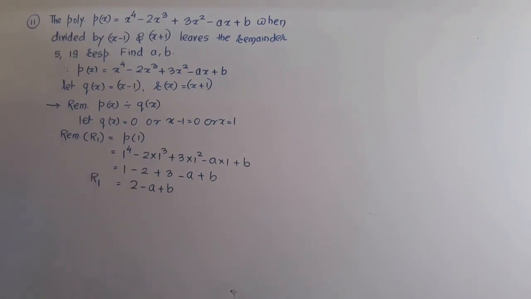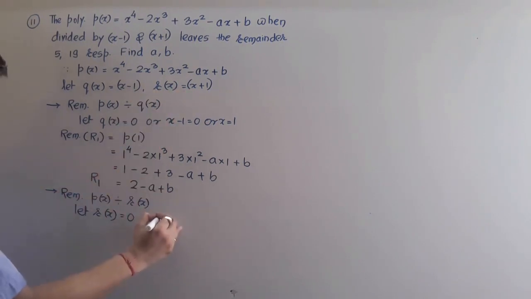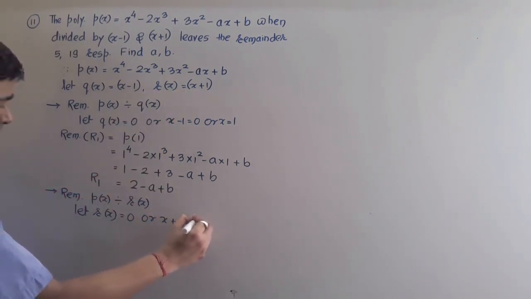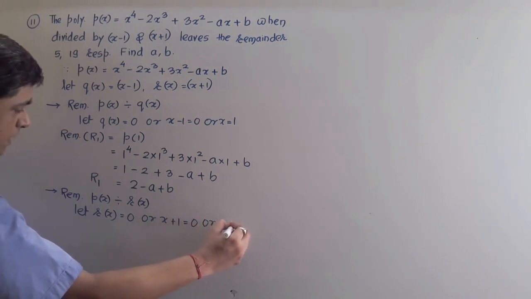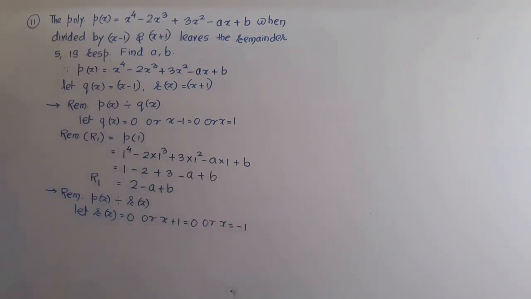Okay. Now let us find the value of R2. R2 means when P of x is divided by r of x. So now I am again putting an arrow to show I am finding another remainder. The remainder when P of x is divided by r of x. For that I will take the value of r of x equal to 0. What is the value of r of x I have given here? x plus 1. So x plus 1 is equal to 0, or else I can say that x will be equal to minus 1.